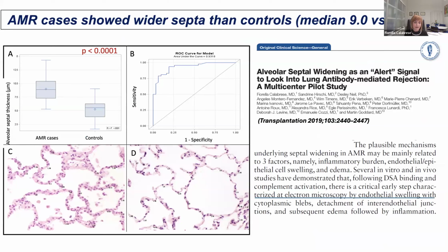So we detected in our case widening of alveolar septa, that now is recognized as an alert sign of AMR. Pathologists should take into consideration that the plausible mechanisms underlying septal widening are related to several factors, but surely one of the most important is related to endothelial changes, well studied at electron microscopy.